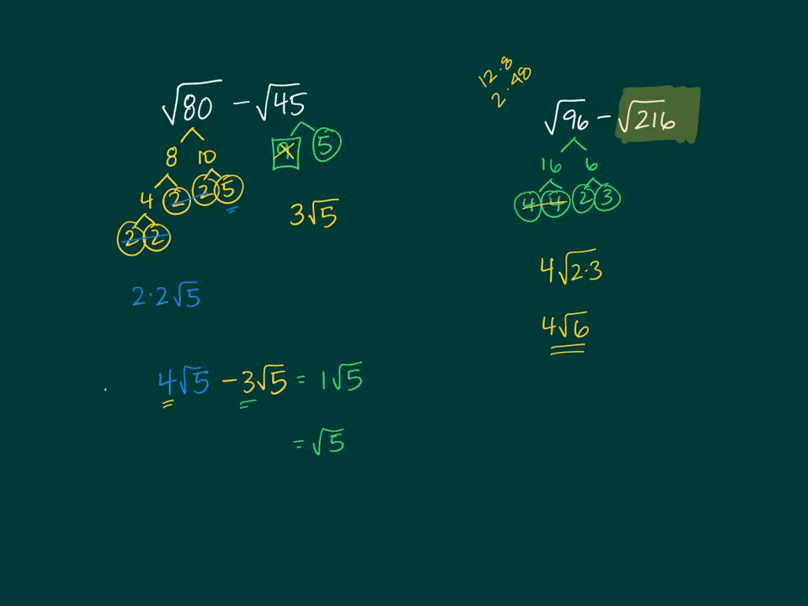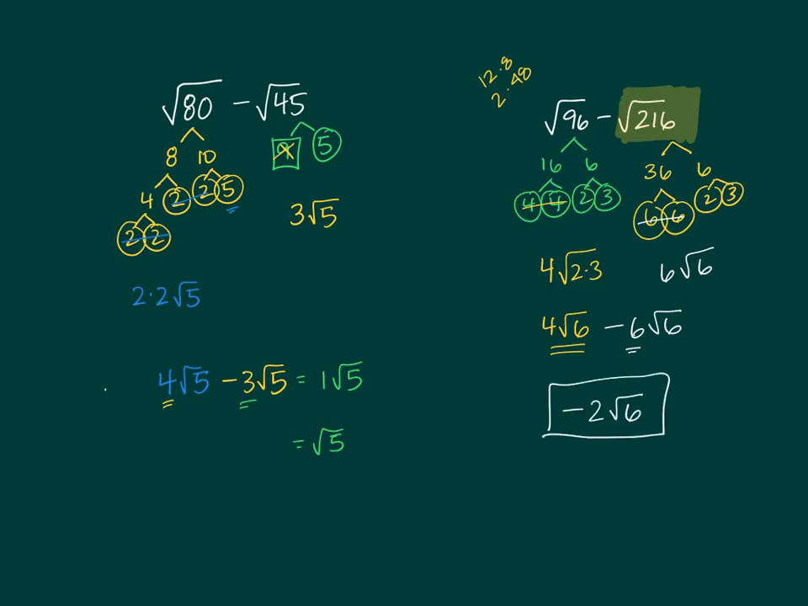So now it's time to do 216. And for some ridiculous reason, I know that this is 36 times 6. So I'm going to already just write it that way. Now, I know that 36 has a pair of 6's in it. So I've got 6 and 6. Again, 6 is just 2 times 3, so I don't really have to write that out. And I end up with a pair of 6's that come out, and a 2 and a 3 that stay inside, so that's 6 root 6. So your problem works out to be 4 root 6 minus 6 root 6. Just like before, if you have 4 of something and you take away 6, you're going to have negative 2. So we're going to have negative 2 root 6.